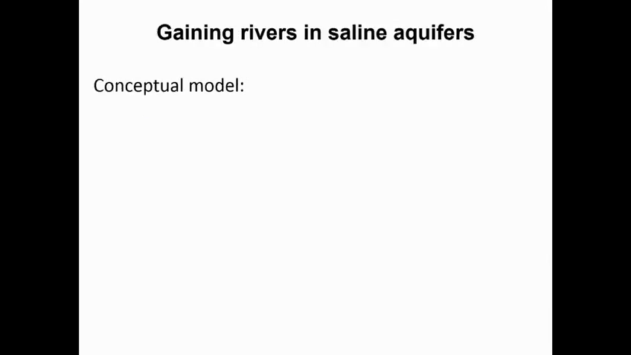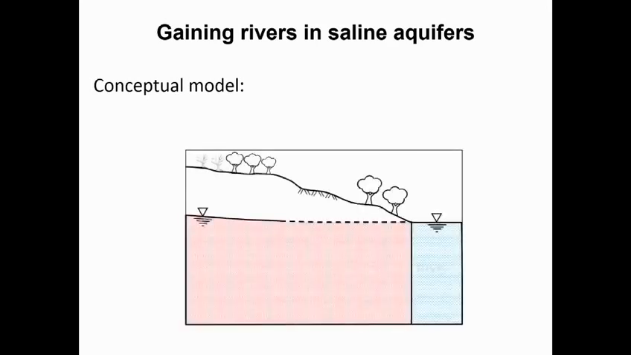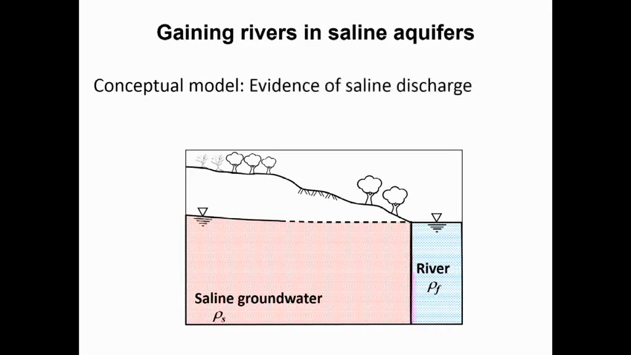So when we started thinking about how the River Murray and the saline aquifers are interacting, we drew ourselves a little conceptual model. We have this salt water next to the river, and we have the fresh river, and the fresh density of the river and the heavier saline water next to it. And there's evidence of saline discharge in the river because the salinity goes up as you go down the river.